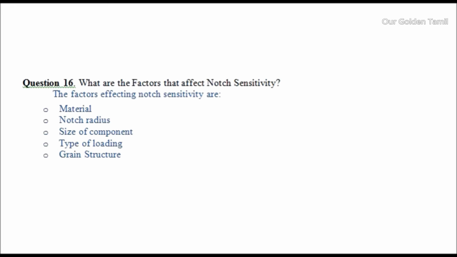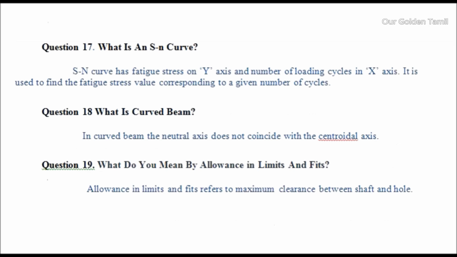grain structure. Question 17. What is an SN curve? SN curve has fatigue stress on y-axis and number of loading cycles in x-axis. It is used to find the fatigue stress value corresponding to a given number of cycles. Question 18. What is curved beam? In curved beam, the neutral axis does not coincide with the centroidal axis.